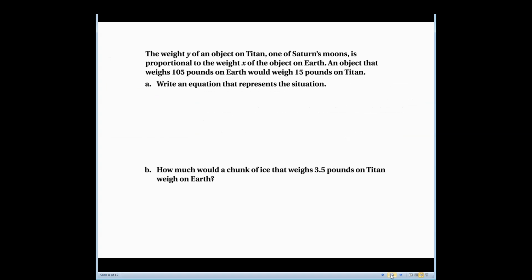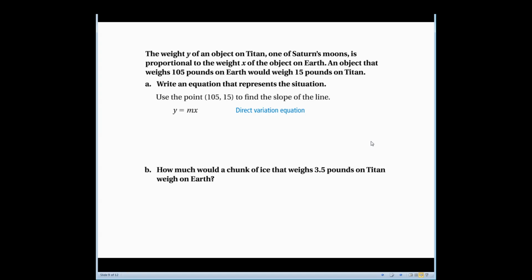The weight y of an object on Titan, one of Saturn's moons, is proportional to the weight x of the object on Earth. An object that weighs 105 pounds on Earth would weigh 15 pounds on Titan. So we want to write an equation that represents that situation. We want to use this point to find the slope of the line.